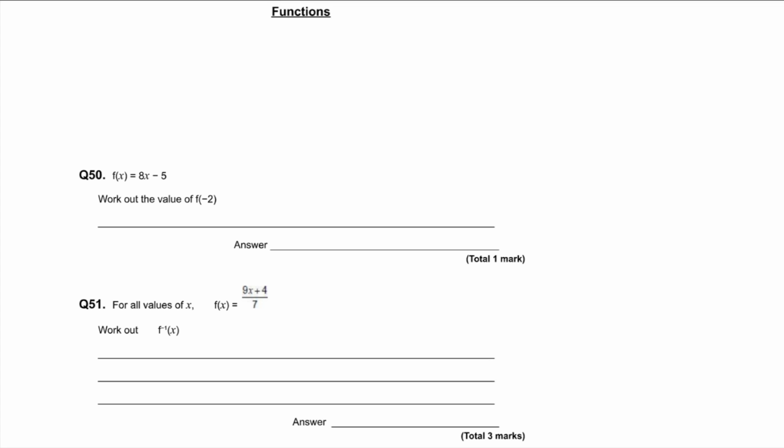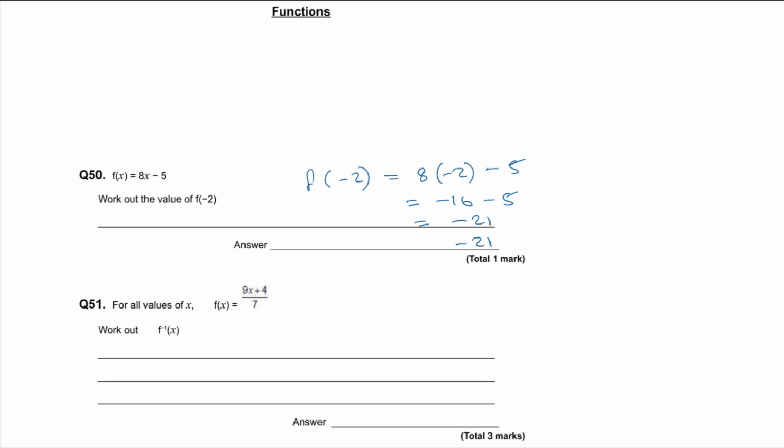Okay, so first up, question 50, that's asking us to do the first of that thing. It's just to substitute a value into a function. So f of minus 2 is simply substituting minus 2 into the expression for x. So that's 8 lots of minus 2 minus 5. So 8 lots of minus 2 is minus 16, minus 5, that's minus 21. So that's my answer, minus 21.